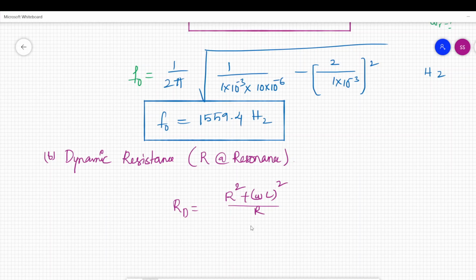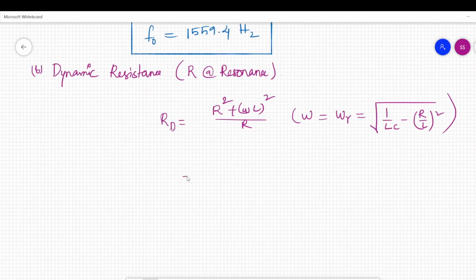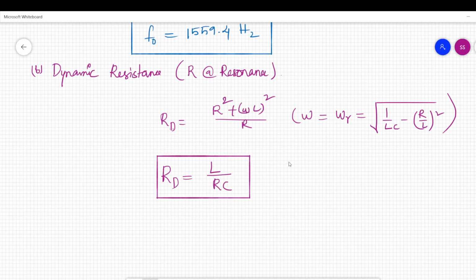If you substitute omega equal to the resonance frequency from our resonance frequency expression, that is the square root of 1 by LC minus (R by L) whole square, because this is the resistance at resonance frequency, we apply omega R equal to the resonance frequency. By substituting those values you get RD equal to L by RC. So this is the dynamic resistance or dynamic impedance of the circuit.